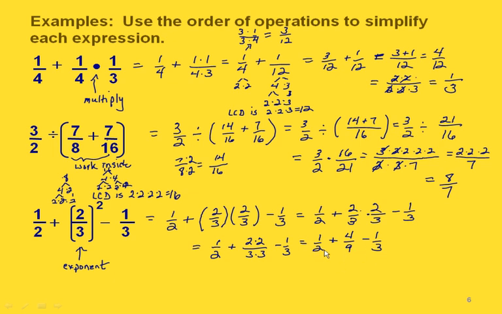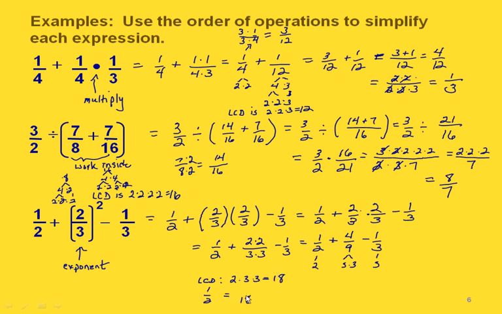So let's look at this as just being three different fractions, and let's find the LCD for all three of these at the same time. So for 2, our prime factorization is 2. 9 is 3 times 3, and 3 is 3. So our LCD is going to be 2 times 3 times 3, which gives us 18.